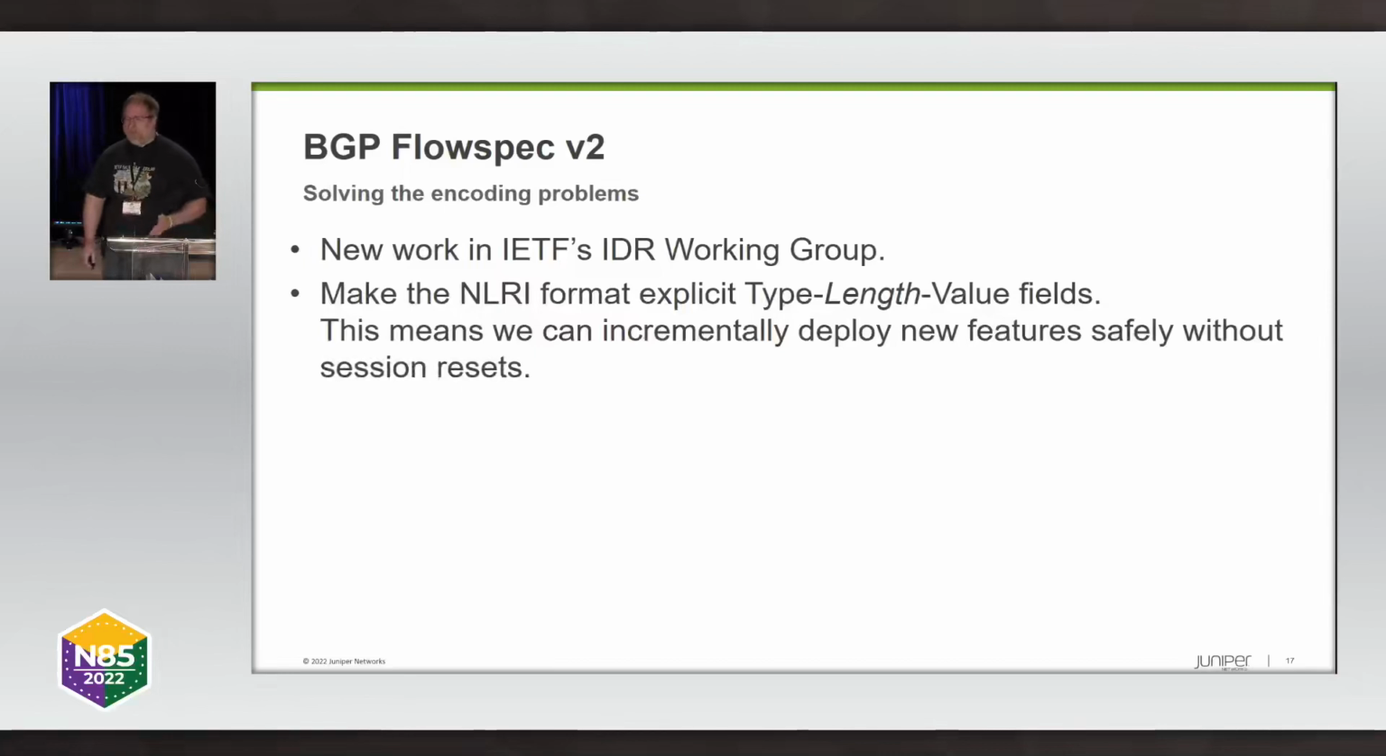Within IETF, the IDR working group that I'm co-chair of does have work going on for Flowspec v2. The goal of that is to try to actually fix some of the issues that we found. Some of them are very simple. Number one, make the thing an explicit type length value field to make sure that we can incrementally deploy new features without problem. This gets rid of the issue of session resets. It allows features to be added incrementally.